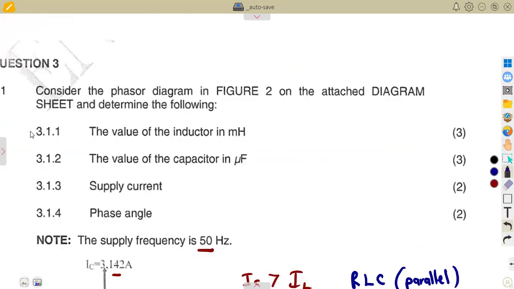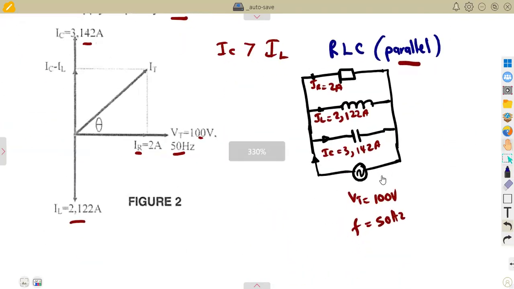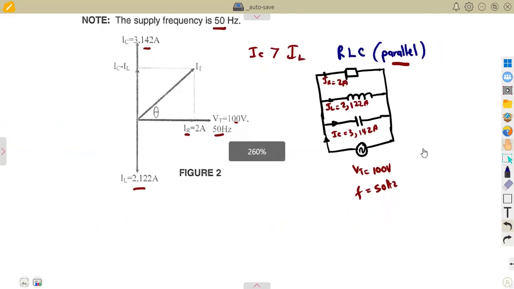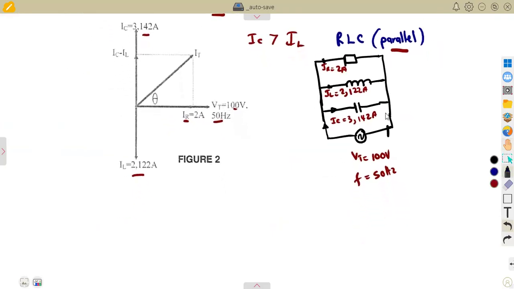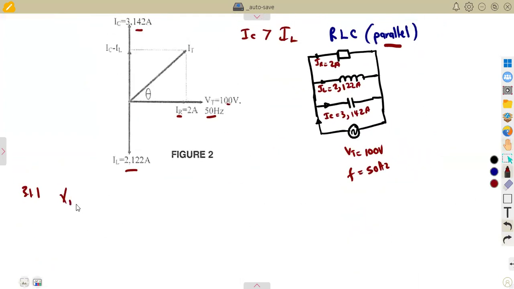So the question is 3.11. Calculate the value of the inductor in millihenries, 3 marks for that. So if we're to determine the value of the inductor, we've got a parallel circuit where the voltage is the same. Remember, I talked about this, that in a parallel circuit, voltage is the same. So we can calculate the reactance across the inductor from 2 pi FL. Remember, that's 2 pi times the frequency and the inductance.